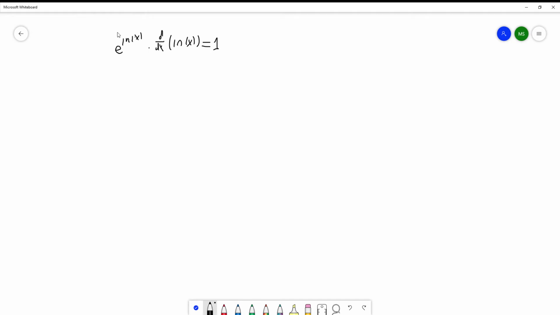We know that this part is x because of the definition. We'll just keep this part, and that's equal to 1. Now if we bring this x to this side by dividing, we get d over dx of ln x is 1 divided by x.